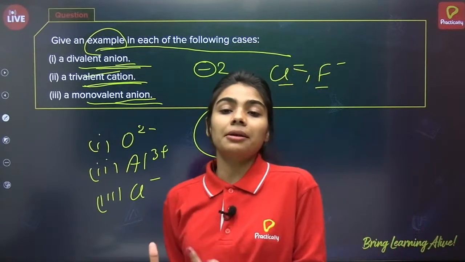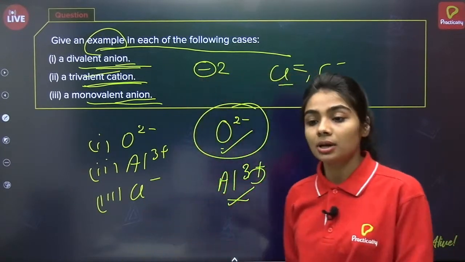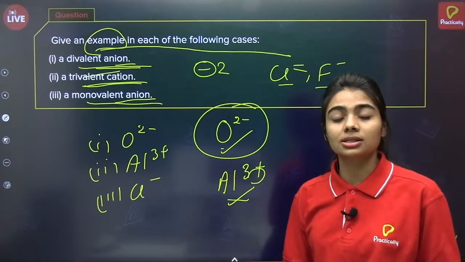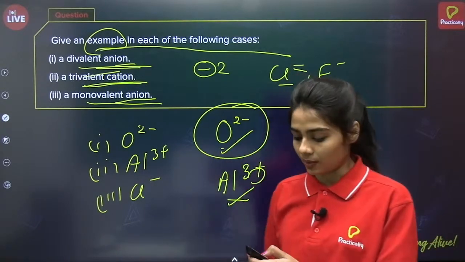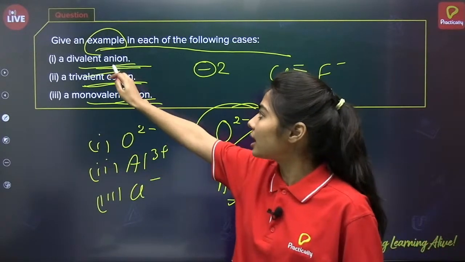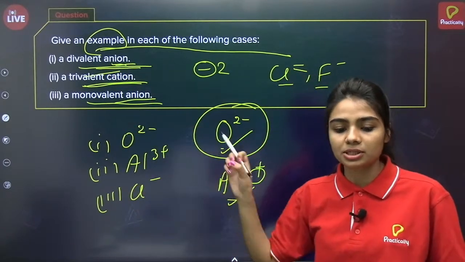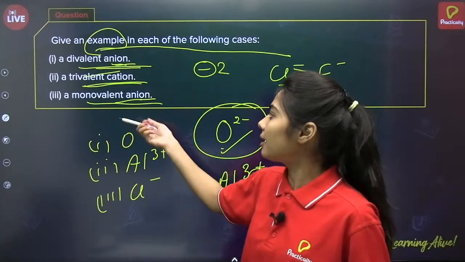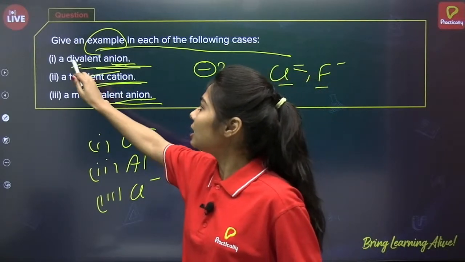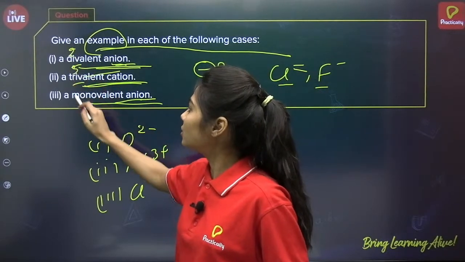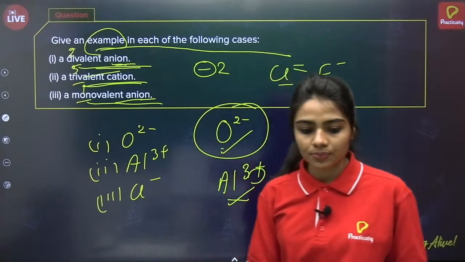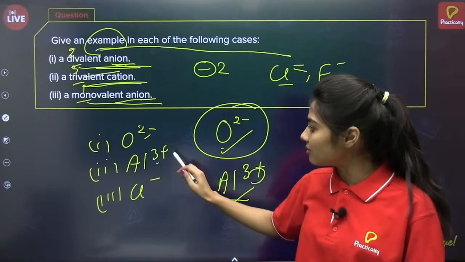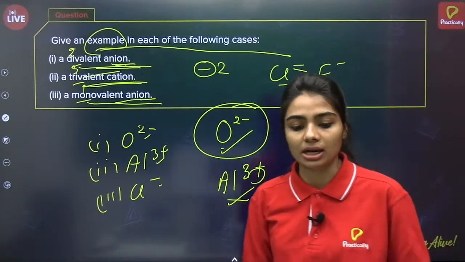This can be asked in your exam, so this is how you need to answer and remember. If they are asking for anion, that means negative; cation, that means positive; then again anion, that means negative. Divalent means 2, tri means 3, mono means 1. So one has 2 valency, one has 3 valency, and one has only 1 valency. Okay.